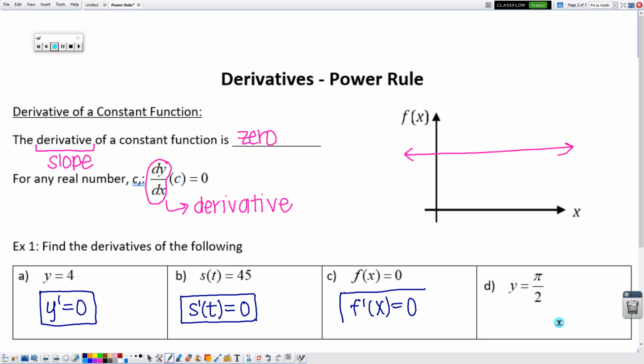Now, I know, because I've seen your guys' quizzes and tests, that as soon as you see pi over 2, that makes you really nervous. So one thing that you have to be careful of is pi over 2 is really just a number. So pi over 2 is just a value. It doesn't matter what the value is. It's just a constant function. Okay, like I could say that the height of this one is pi over 2. Who cares? So this one still has a derivative of 0. So y prime equals 0. Okay?